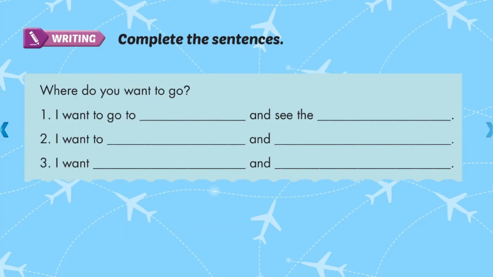Writing. You have to complete the sentences. Where do you want to go? Fill in the spaces with correct words to complete the sentences. There are three sentences that you need to complete. See the examples in your book to complete this task.